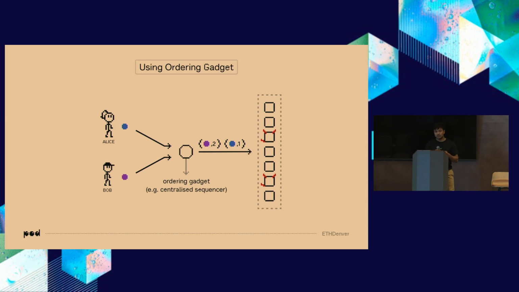What if we do something similar, right? Let's introduce a third party, we call it an ordering gadget, right? All it's supposed to do is assign indexes, right? This could be a centralized sequencer, this could be a consensus protocol, a multisig, whatever, right? And in this case, if Alice and Bob both try to spend the allowance, only one of the two will get confirmed.